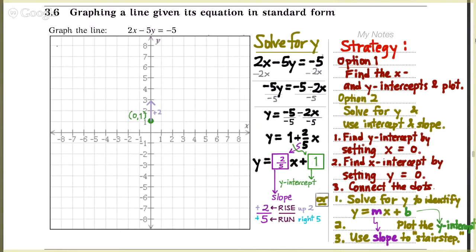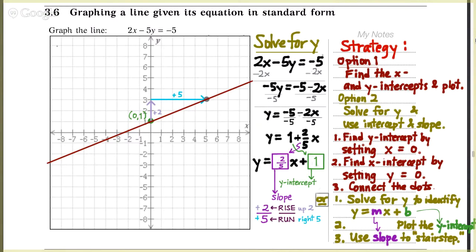So what the slope is telling me is that if I start at any point on this line, and I go up 2 units, and then to the right by 5 units, I'm going to land at another point on that line. So if I just do that on my graph paper, starting from my y-intercept 0, 1, because I know that's a point on my graph, I go up 2 units to land at 0, 3, and then I move over 5 units to the right to land at the point 5, 3. That gives me a second point on this line, and as soon as I have that second point, I can just draw my line and be done with it.